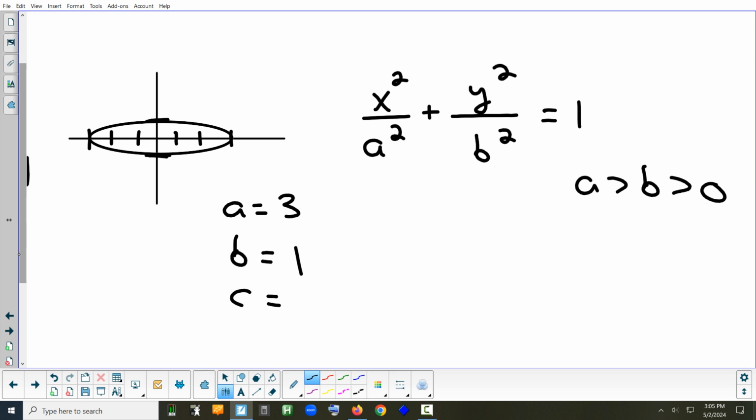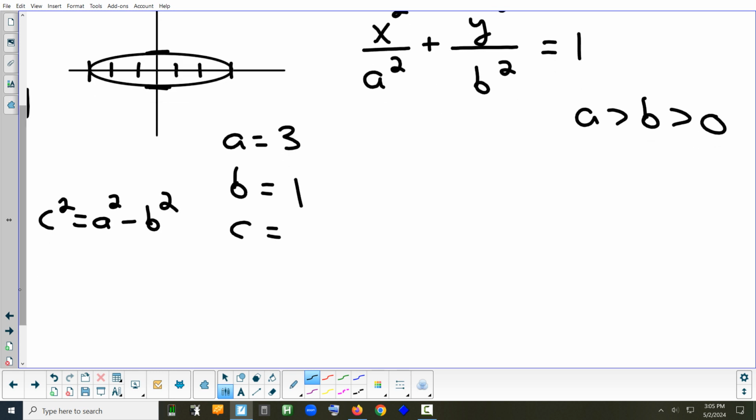What's the formula to find c if you know a and b? Is it c squared equals a squared plus b squared? No, c squared equals a squared minus b squared. The plus is for a hyperbola. So c squared equals a squared minus b squared. In this case, c squared would equal 9 minus 1. So what is c? 2 square root of 2. Yep, it's the square root of 8, which is 2 root 2.